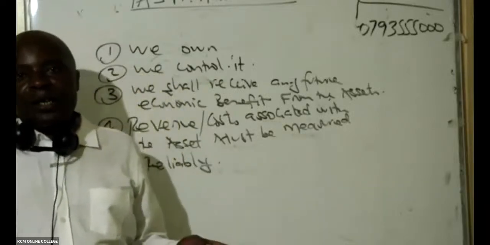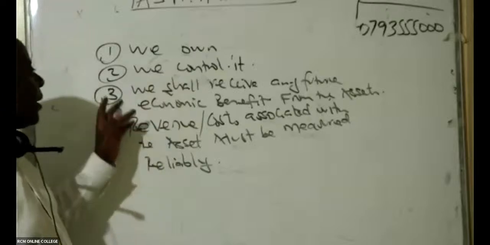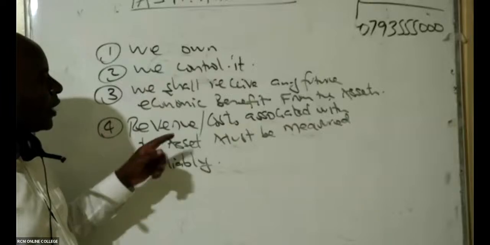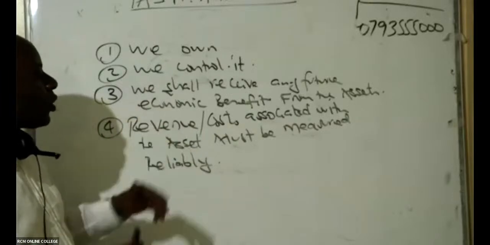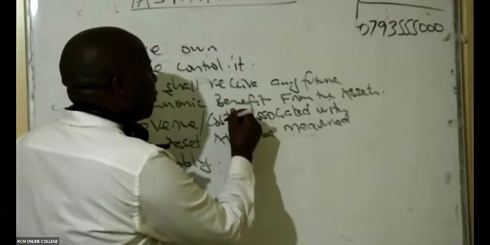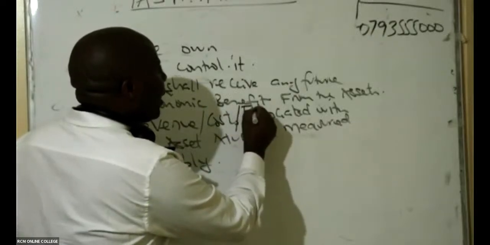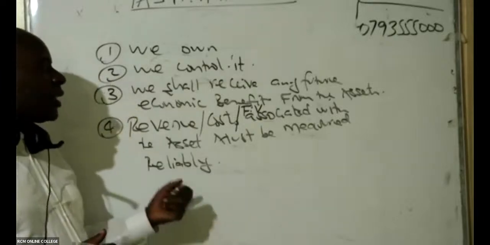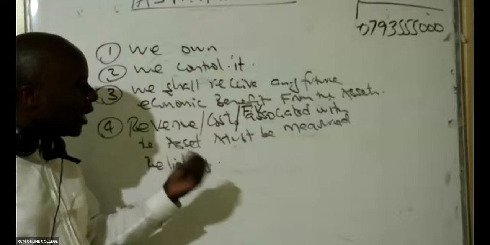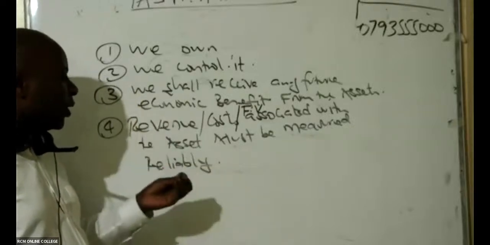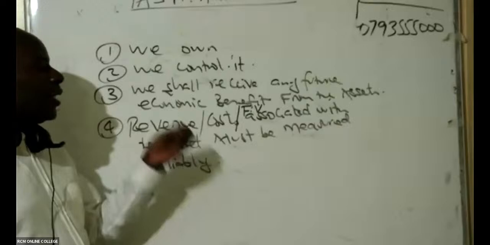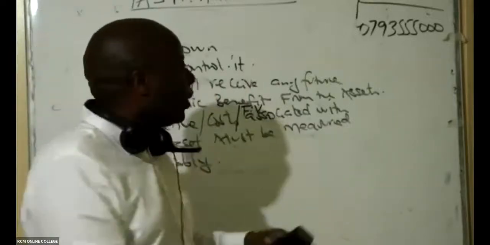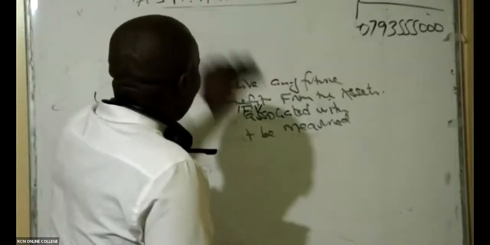This is very, very popular here. And remember, we are owning the asset, we control it, we shall receive any future economic benefits from the asset, any revenue, costs. Please add another one here: fair values. So it is revenue, cost, that's expenses, and any fair value or market values associated with the asset must be measured reliably. For you to be able to recognize an asset, you must always remember those 4 things. Once you remember those 4 things, then you are at home.